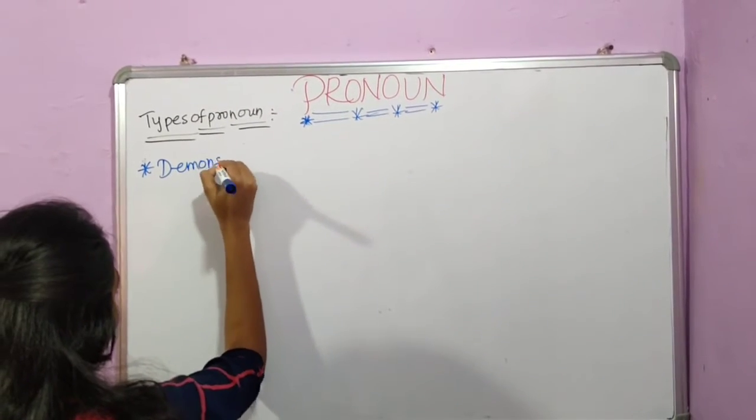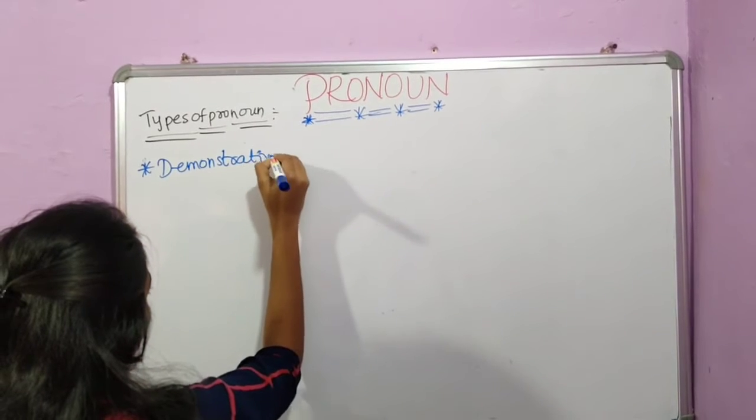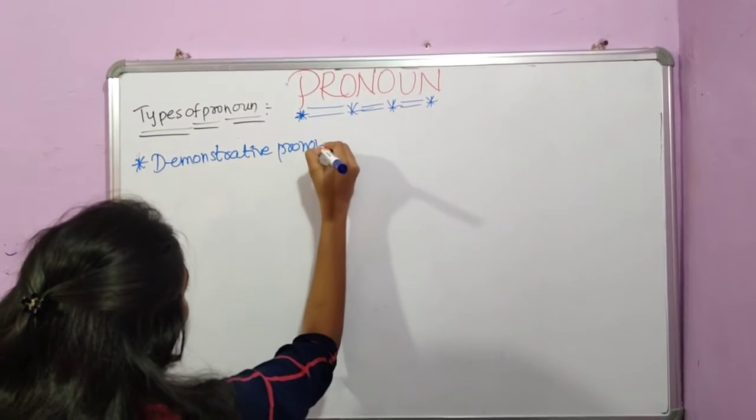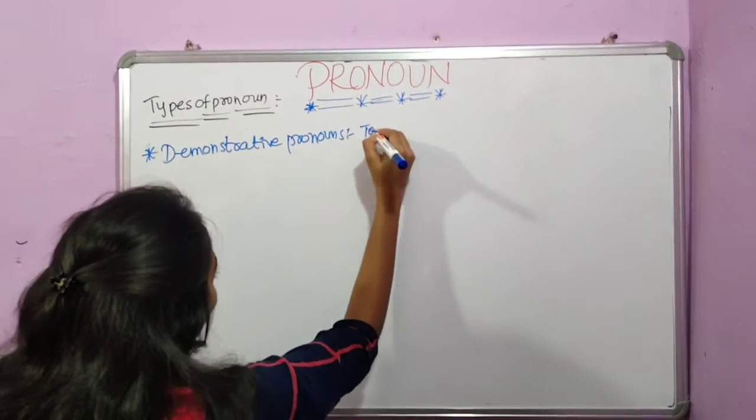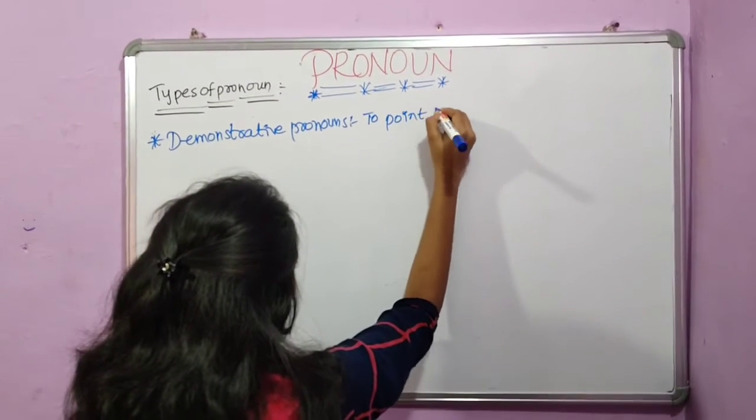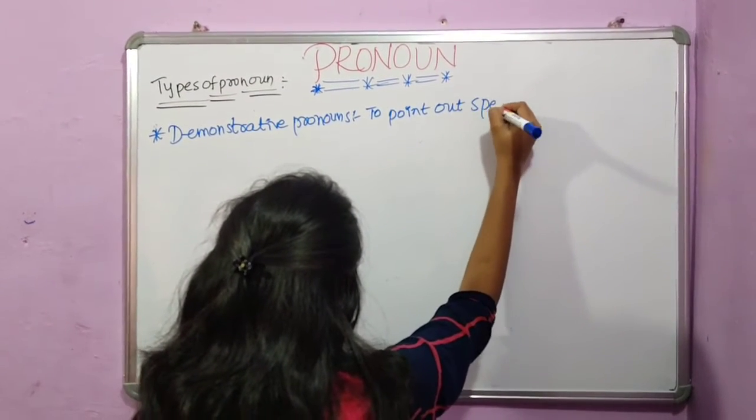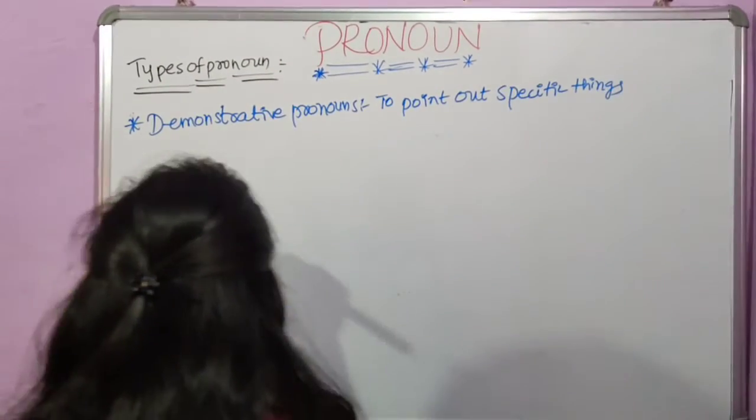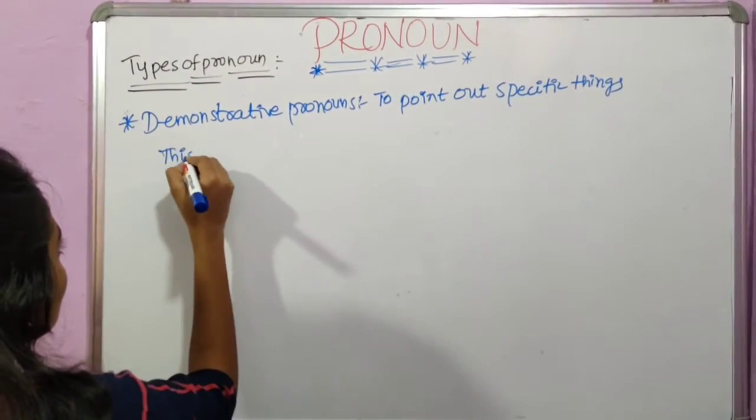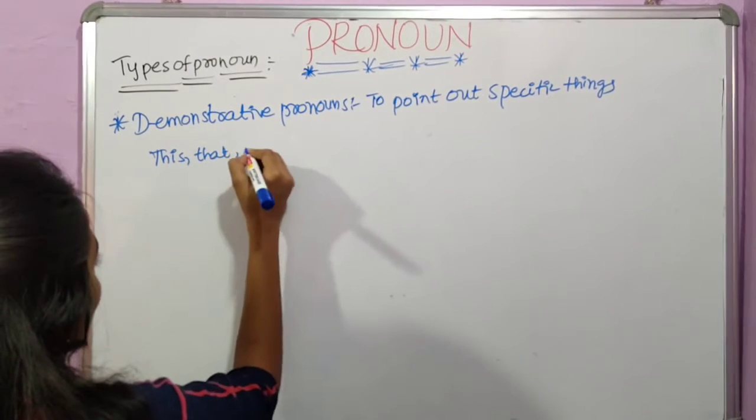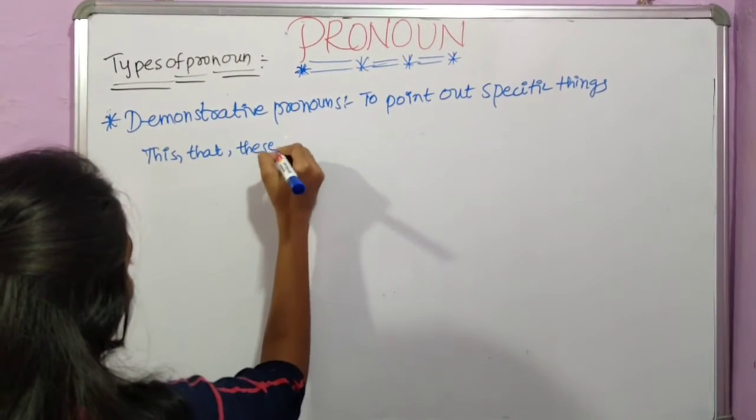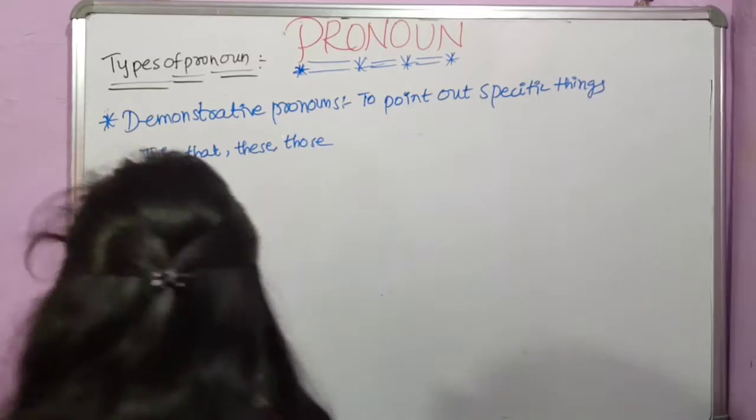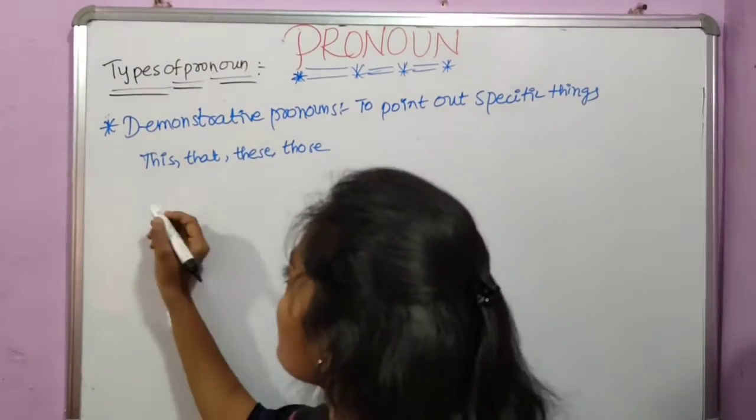Demonstrative pronouns. These pronouns are used to point out specific things. This, that, these, those are the demonstrative pronouns.